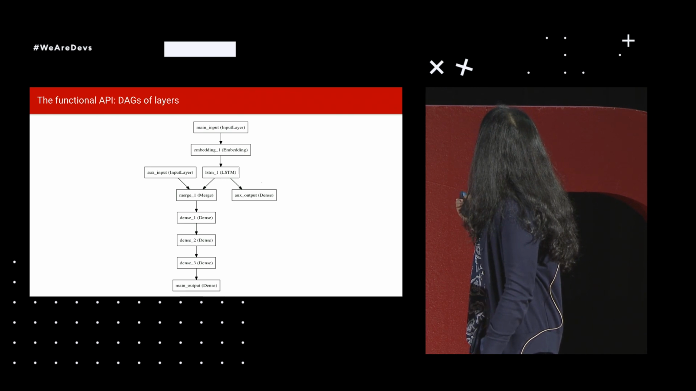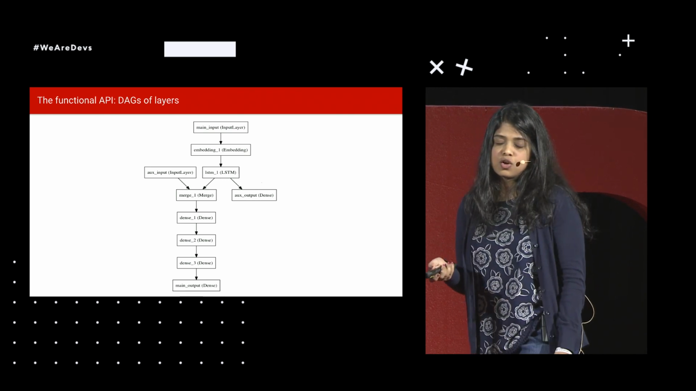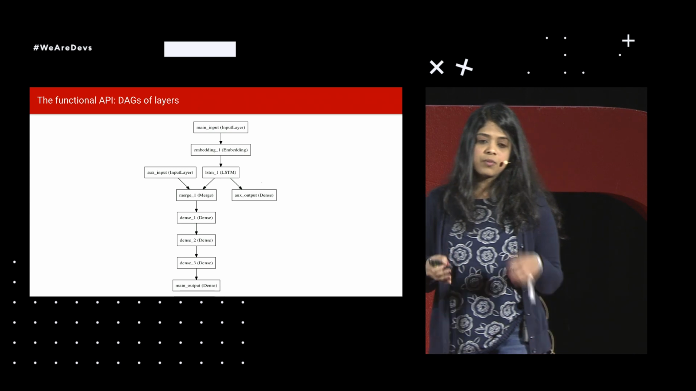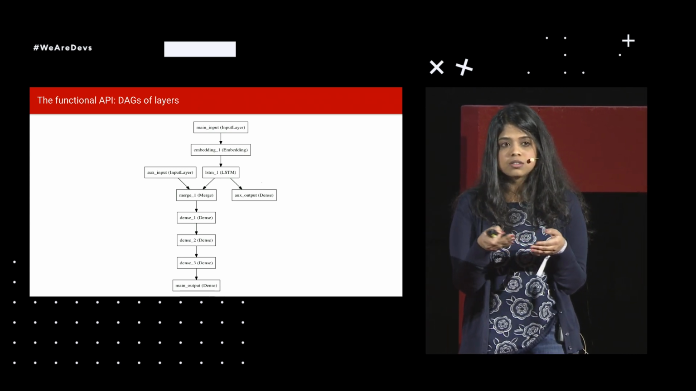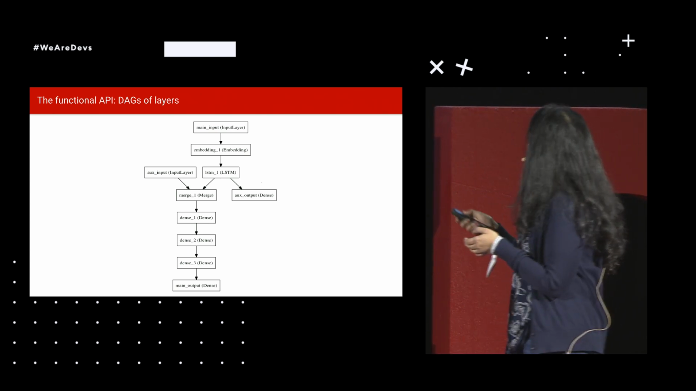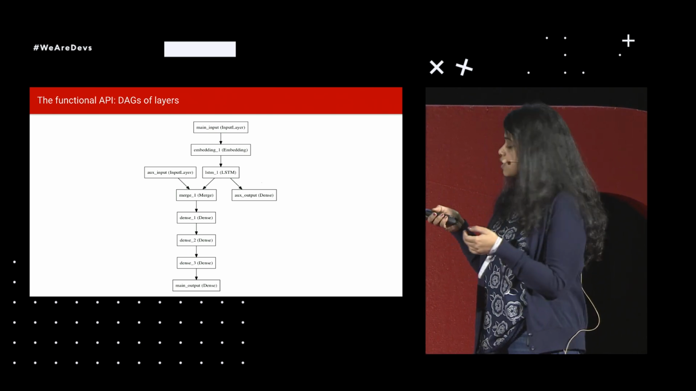And the auxiliary output here is just an additional loss function. When you have very deep models, sometimes you use loss functions earlier in the model to reduce overfitting. So for such models, you'll use the functional API.